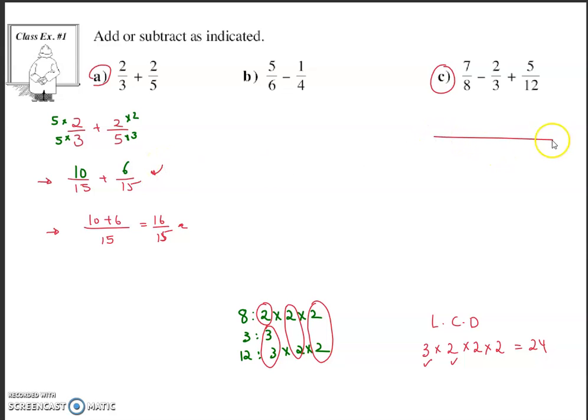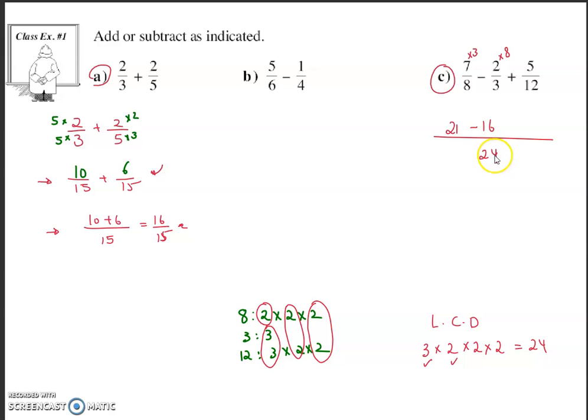I would say, okay, everything needs to be a common denominator of 24. So what does this 8 need to become 24? It needs a 3. So 7 times 3 is 21. What does this 3 need to become 24? It's an 8. So the top also gets 8. So negative 2 times 8 is negative 16. See how I'm including my signs as I'm multiplying?